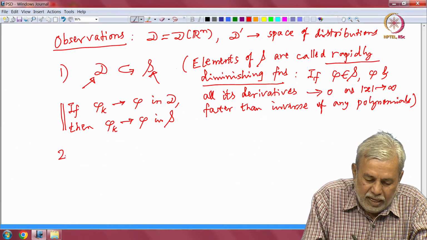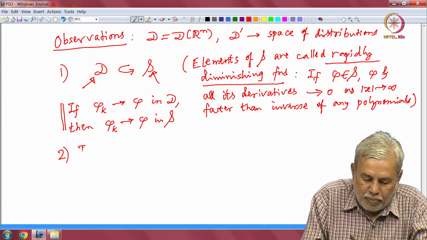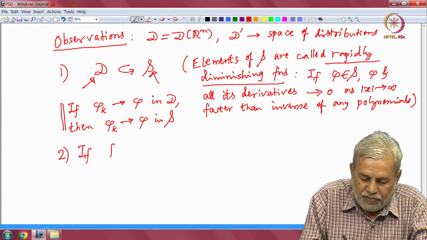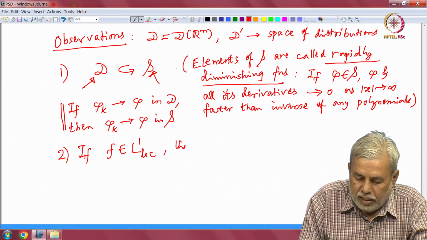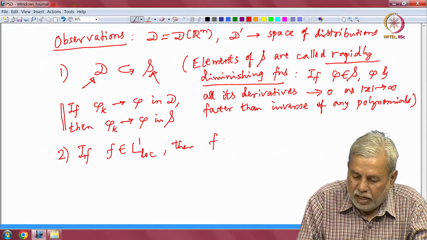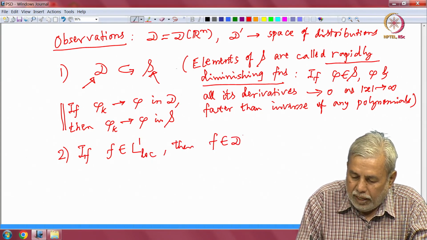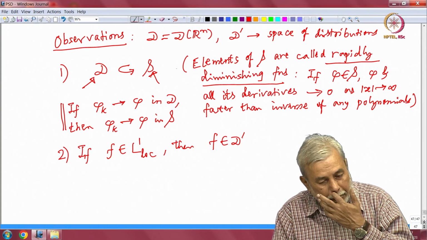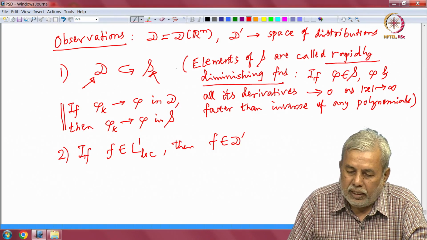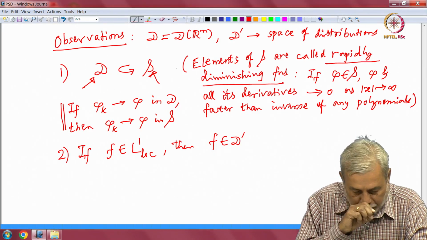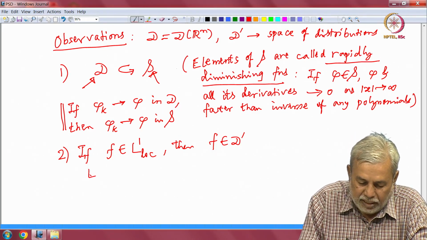So, we have seen that if f is in L1 loc, then f is a distribution. However, this is not the case with S prime. So, here is an example. You take just n equal to 1.